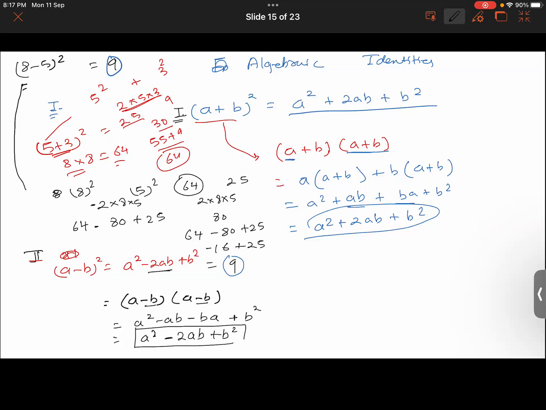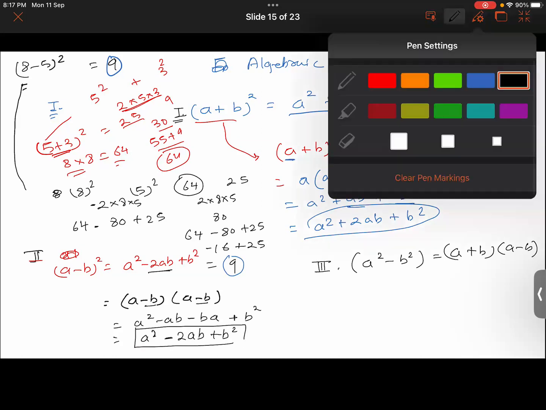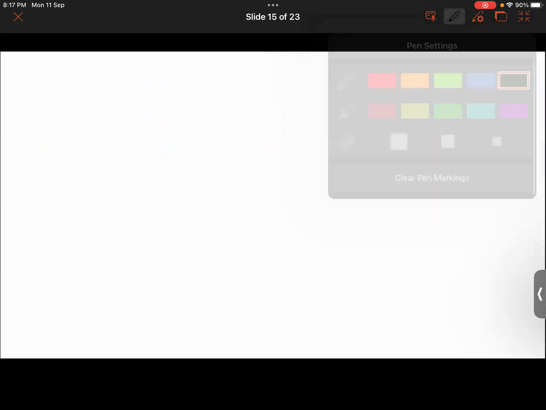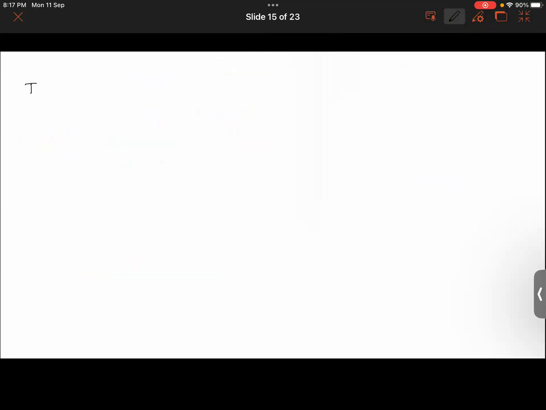The third algebraic identity was that if you have terms like a square minus b square, then it can be written like this: (a plus b) multiplied by (a minus b). These are the three identities which you have to memorize. What was the first identity which I told you?